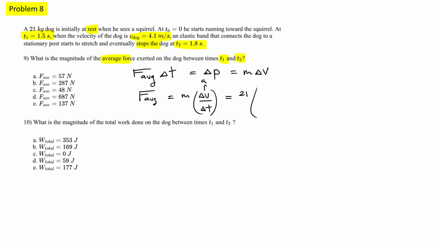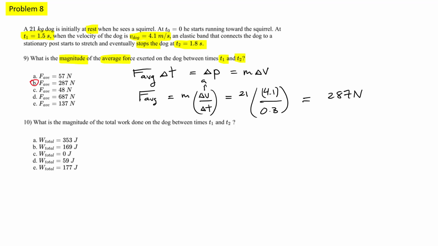Again, they're only looking for the magnitude here, so I wouldn't worry too much about the sign. So that delta v is simply going to be 4.1 meters per second. And what else? Now, what is that change in time? I'm looking between time 1 and time 2. That delta t should be 0.3 seconds. We put those numbers in the calculator. We get an average force of 287 newtons. That should correspond to choice B right here, which is probably the best choice.